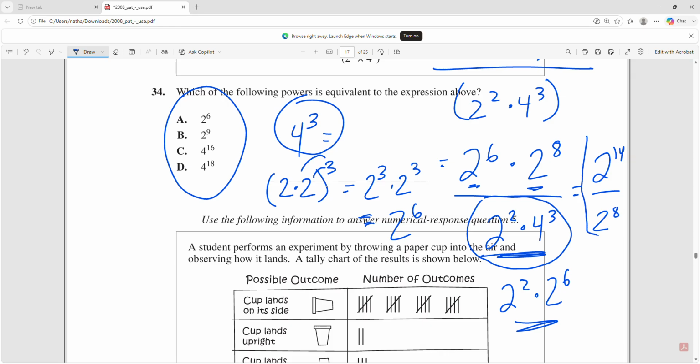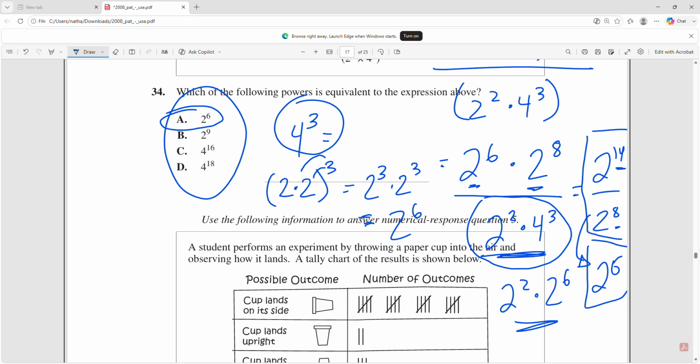Now I've got 2 to the 14 over 2 to the 8. I can subtract, so I'm going to subtract those exponents. 14 minus 8. I should get 2 to the power of 6. 14 minus 8 will be 6. So we went from here to here. So there we have it. A is my answer, 2 to the power of 6. That was a tricky one.